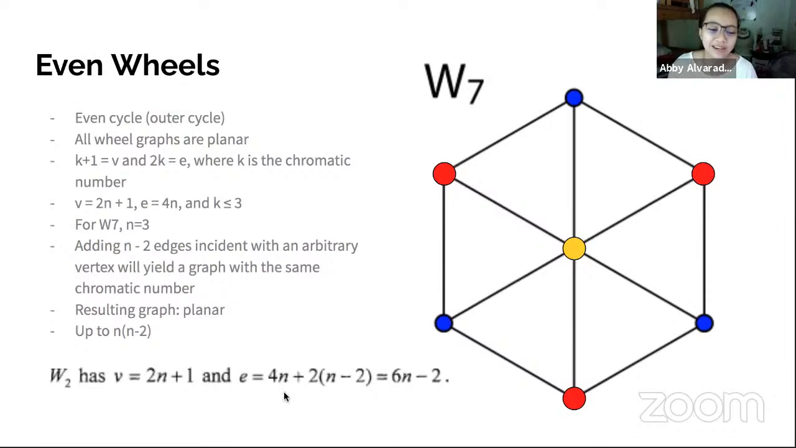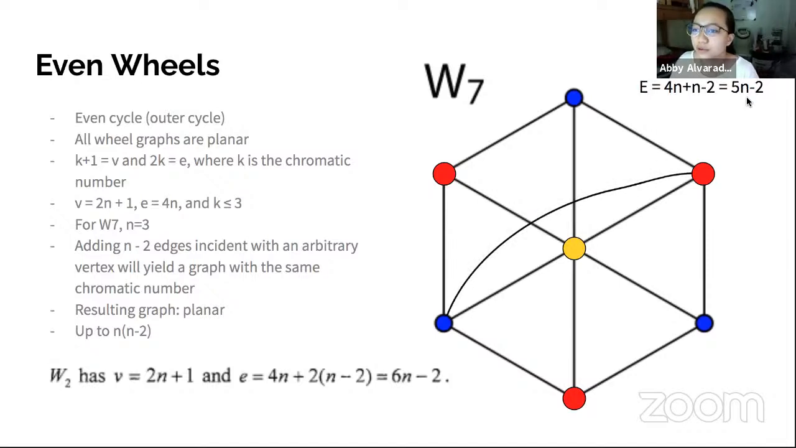So you can see here that she said that if you add, for example, 2n minus 2 edges, it would result to 6n minus 2, which is wrong because it should be 6n minus 4. So let's double check. So it says here that you have to add n minus 2 edges incident with an arbitrary vertex. So let's take this red vertex on the right, and then let's connect it to a blue vertex that it is not yet connected to. And since n is equal to 3, then it means that we will only add 1 edge.